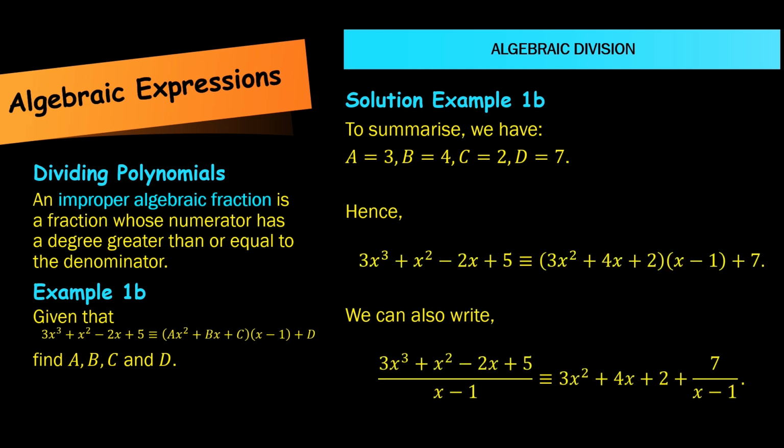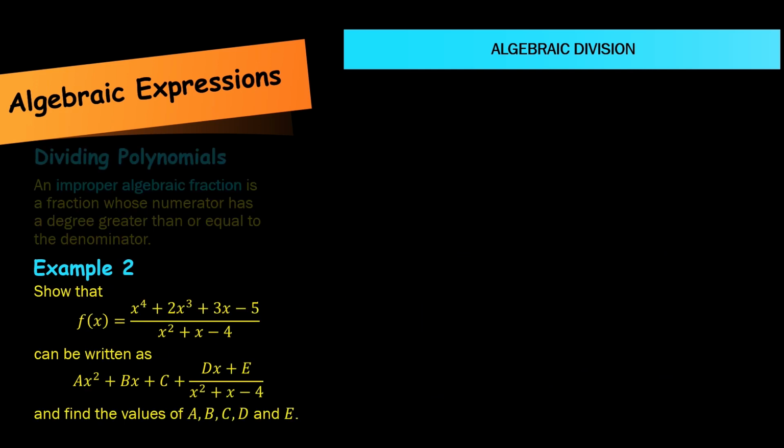And now for example 2. Pause the video and have a go. Press play when you're ready to view the solutions. We are required to show that the function given on the screen can be written as ax squared plus bx plus c plus dx plus e all over x squared plus x minus 4. And we're required to find the values of a, b, c, d, and e.